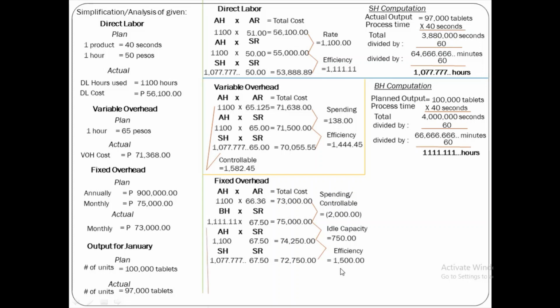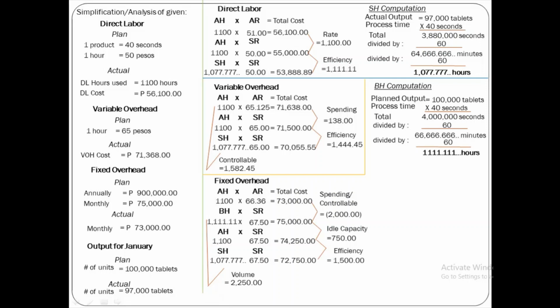But there is still one type of variance left. The second, the 75,000 minus the 72,750 is 2,250 unfavorable. That is what we call the volume variance, or what others call uncontrollable variance. So that's it for the fixed overhead.